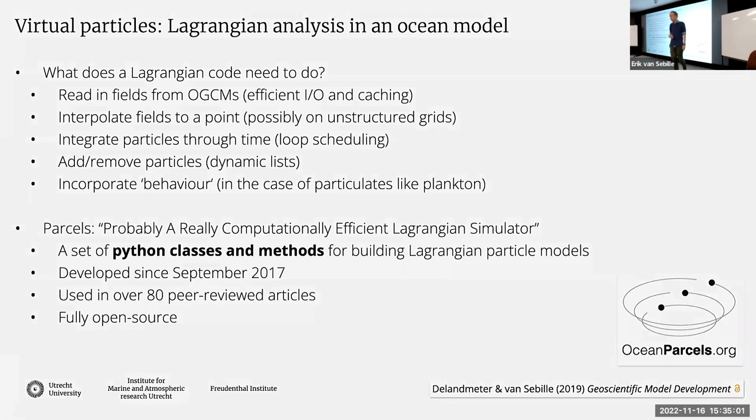Now, what we've been developing since 2017 is called Parcels, which is a bit of a backronym. It stands for Probably A Really Computationally Efficient Lagrangian Simulator. Yeah, we needed something for the P, right? But essentially, it's a set of Python classes and methods for building Lagrangian particles. So it is a toolbox that you can use to then just build your own particle models. And the community has used it in over 80 peer-reviewed articles, fully open source, of course, MIT license, you can do whatever you want with it. You can even sell it on a DVD, and I'm happy with it.